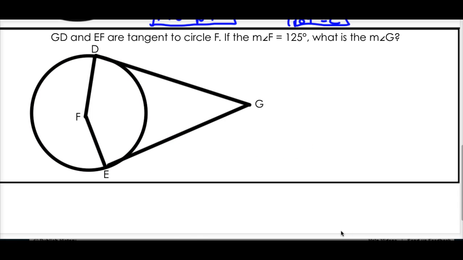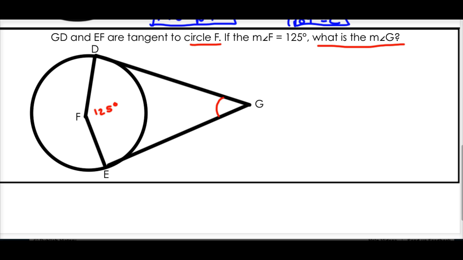All right, here's another problem. Let's see how our tangent to a circle theorem could help us here. We know that GD and EF are tangent to circle F. We're given that. And we know that the measure of angle F is 125 degrees. So I'm just going to write that in there: 125 degrees. What is the measure of angle G? Just right over here.